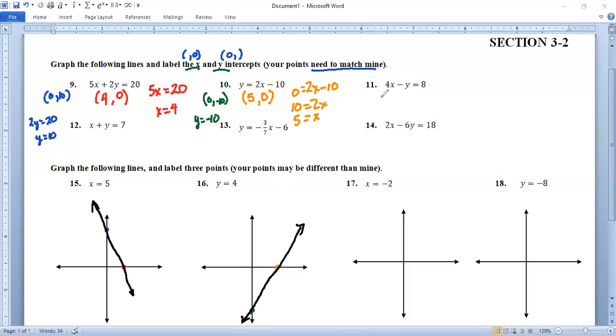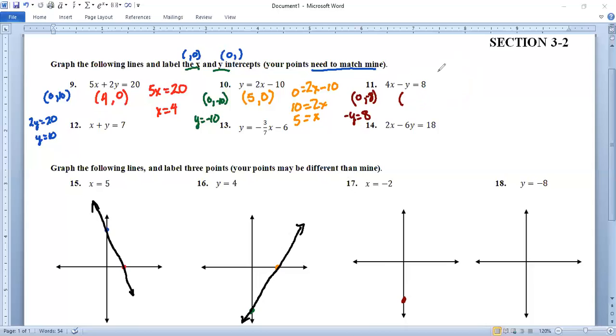Number 11. Let's stick in 0 for x. And we're left with 4 times 0 minus y equals 8. So times by negative 1, and we get a negative 8. So 0, negative 8 is right there. That's the y-intercept. And notice these are always on the x and y axes. That's why they're called the intercepts, because they're on the x and y axis. Okay, let's stick in 0 for y and see what pops out. We get 4x minus 0, it's gone, equals 8. Divide by 4, and we get x equals 2. Oh, that's nice. These all came pretty nicely.